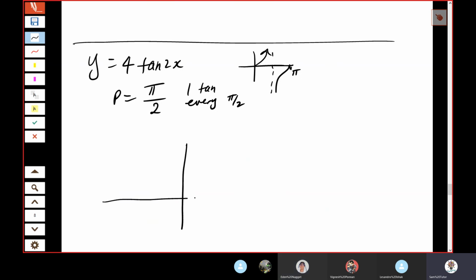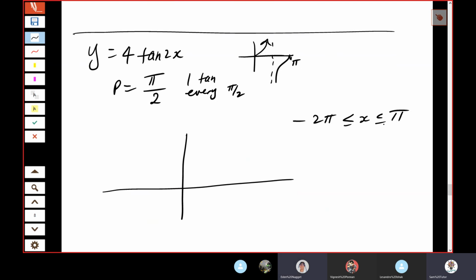Because you need limits, like what's your domain? Negative 2 pi to pi. Yep. Even if it's something else, it doesn't matter. I'll do it all the way from negative 2 pi to 2 pi, and then I'll just show you guys how to stop it at pi, because it's better to learn it like that.